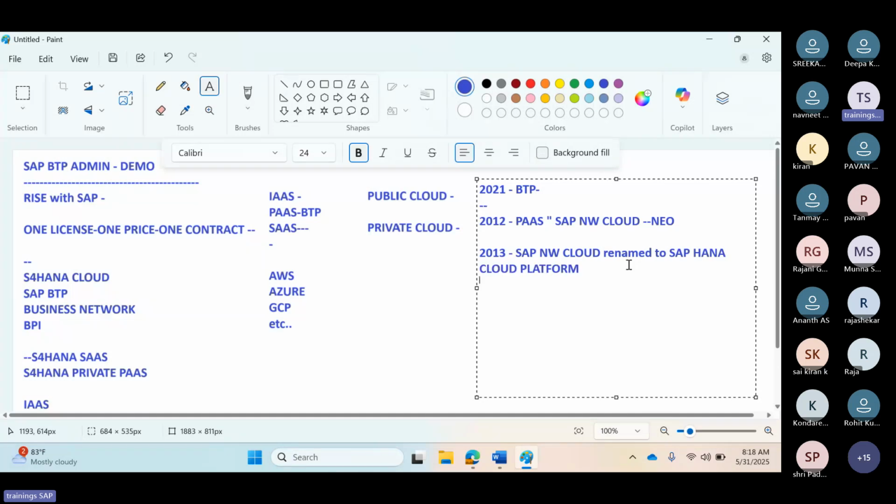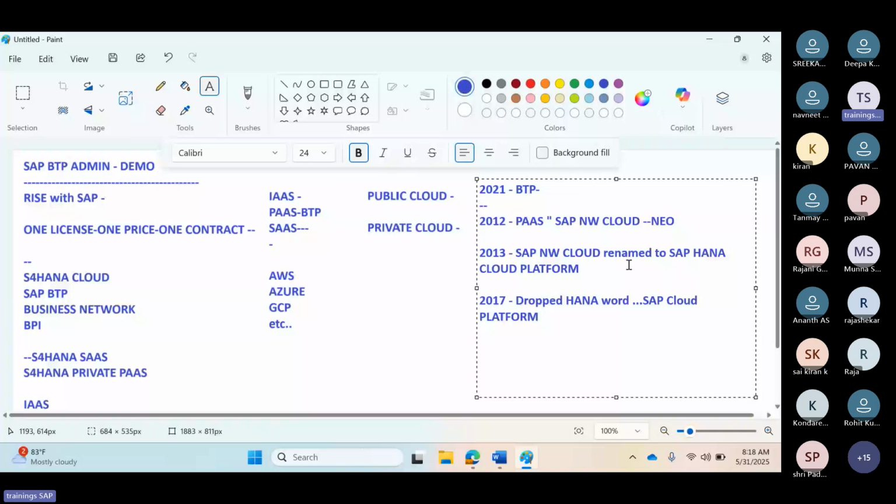So at that time they introduced the environment, some other new functionalities and everything. They also dropped the HANA word and made it SAP Cloud Platform in 2017. After that, they introduced multiple environments and multiple services to SAP Cloud Platform.